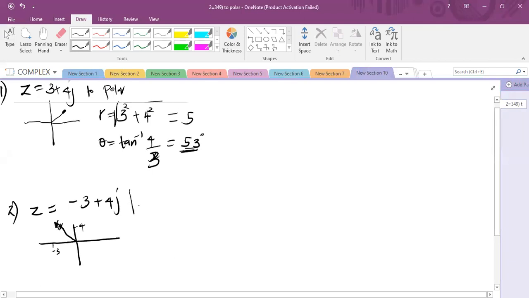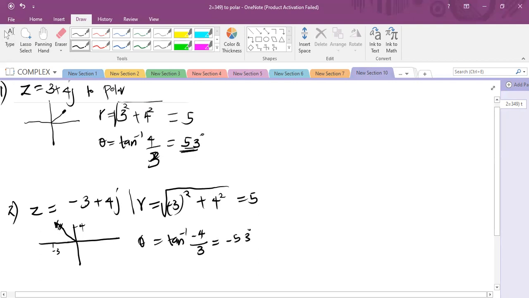Coming to evaluate, the value of r is given by the square root of minus 3 squared plus 4 squared, and that will give us 5 if we evaluate. And theta will be given by tan inverse of y, our y is 4, all divided by x, which is minus 3. And this will give us minus 53 degrees.